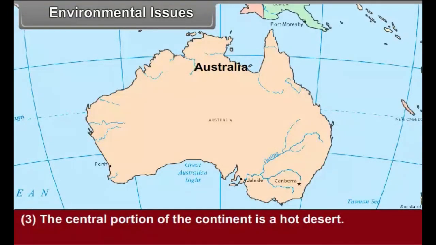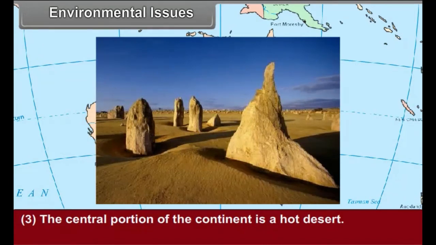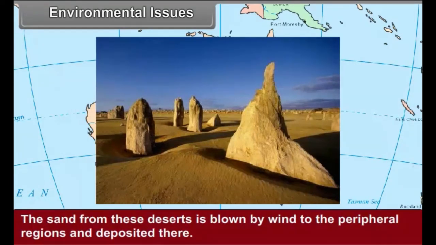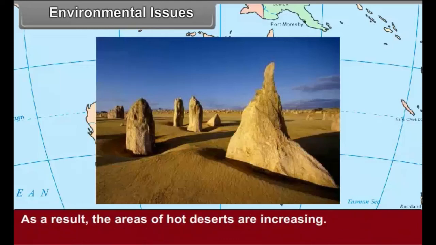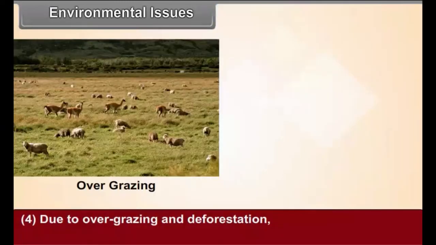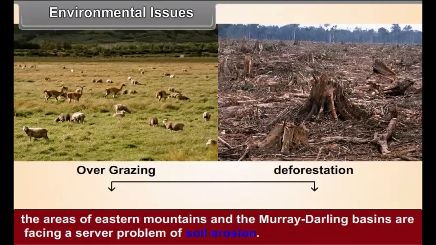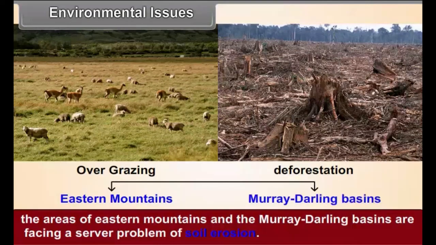The central portion of the continent is a hot desert. The sand from these deserts is blown by wind to the peripheral regions and deposited there. As a result, the areas of hot deserts are increasing. Due to overgrazing and deforestation, the areas of eastern mountains and the Murray-Darling basins are facing a severe problem of soil erosion.